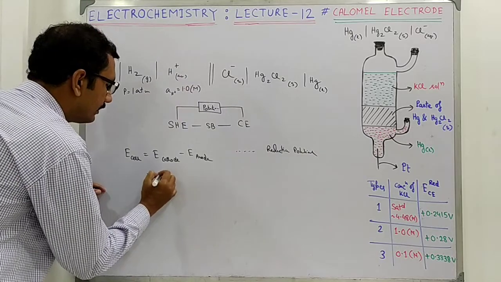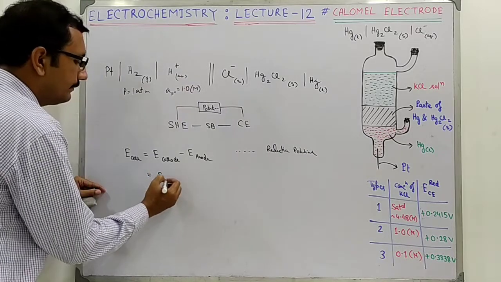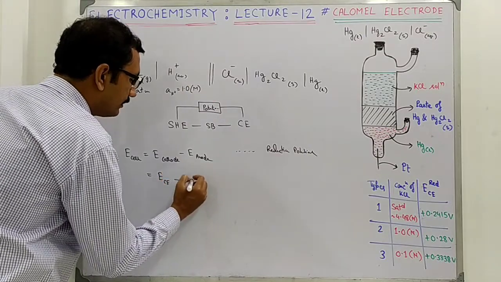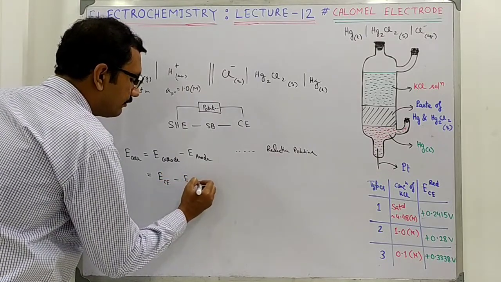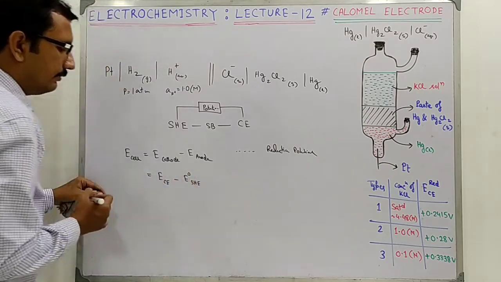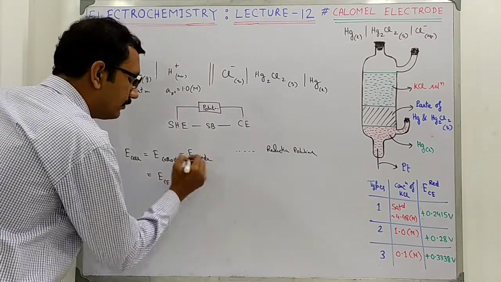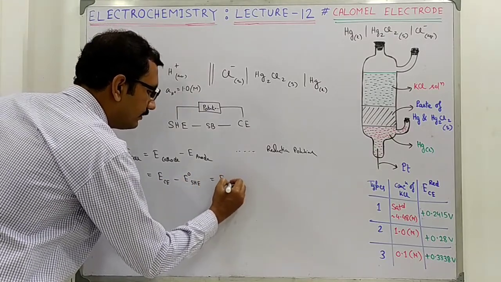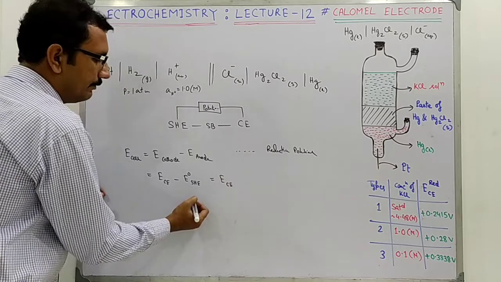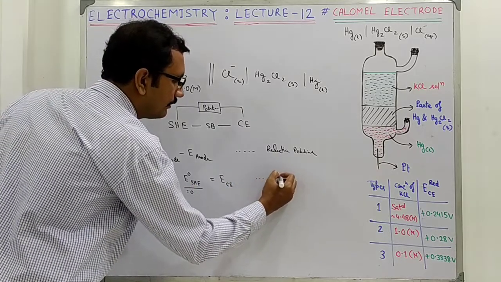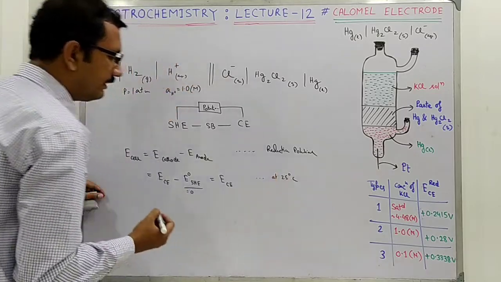Now, what is the cathode here? We have taken the calomel electrode to be cathode and the standard hydrogen electrode to be anode. Since this is standard, it will be E0. Now, this is 0.0 volt. So, it will be E SHE equals 0 at 25 degree centigrade.